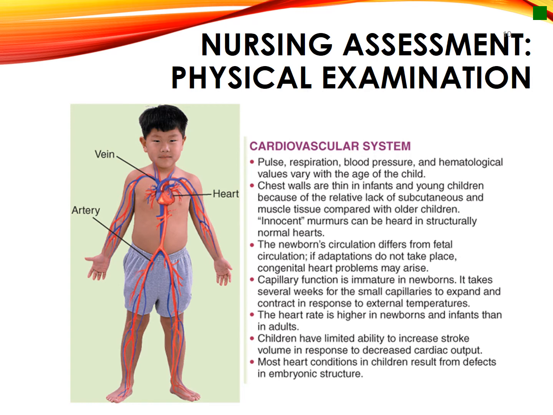Children have limited ability to increase stroke volume in response to decreased cardiac output. So we need to really pay attention. They don't have that ability to accommodate quickly as we do as we get older. And most heart conditions in children result from defects in an embryonic structure. So that means this happens while they're in the womb. So again, if they've had an ultrasound, if mom had prenatal care, we probably are going to know most of the cardiac defects, but that's not to say you don't get a mom that doesn't know because either it wasn't seen or she didn't have prenatal care.